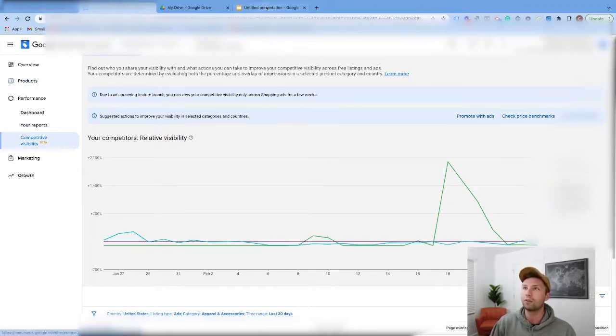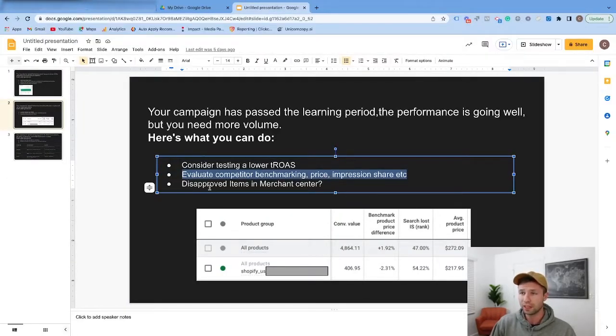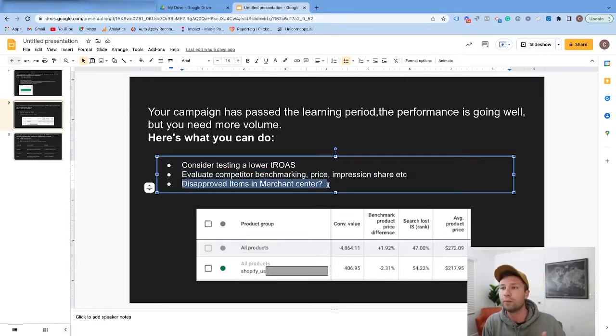Now we're going back over to this slide. And the last thing, and this is the same for all three of these slides, is that you want to make sure there are no disapproved items in your Merchant Center. I've seen this cripple stores. You want to be paying attention to that on a daily basis. If something gets disapproved, go through and fix it as soon as you can.